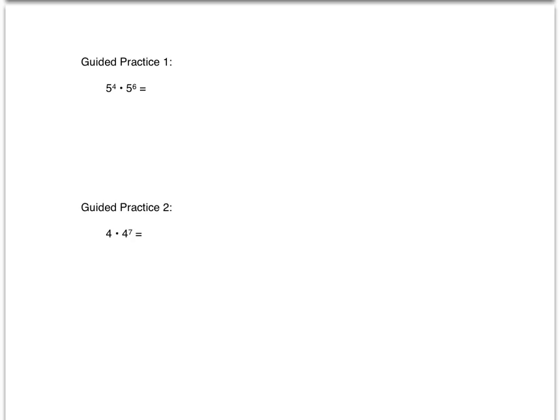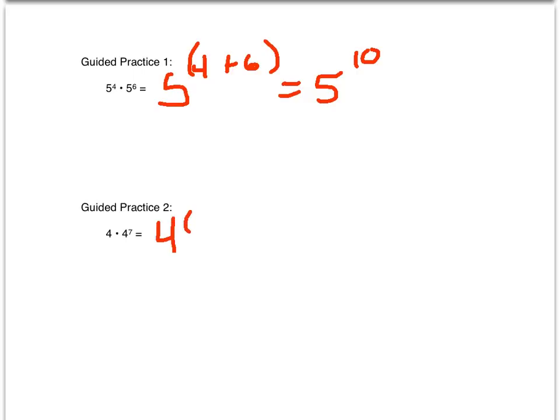Let's do a couple together. In guided practice number 1, we have 5 to the fourth power times 5 to the sixth power. In order to solve this, we would have 5 to the 4 plus 6 power, or 5 to the 10th power. In guided practice number 2, we have 4 times 4 to the 7th power. Remember that when we have 4 by itself, it is actually with an exponent of 1, so 4 to the 1 plus 7 equals 4 to the 8th power.